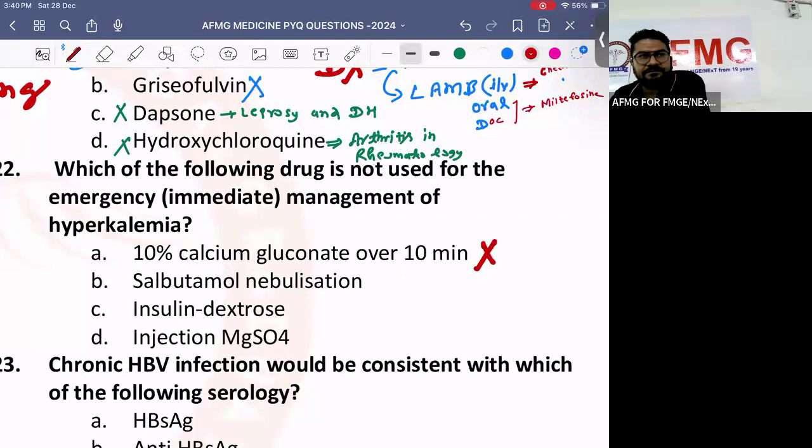Salbutamol, do we give it? Yes, we give it. Salbutamol will send potassium back to cells. Dextrose insulin, we give insulin. Insulin and salbutamol, they both will send potassium back to cells. But insulin can cause hypoglycemia, so what do we give along with it? Dextrose. MgSO4 we don't give. Am I clear?